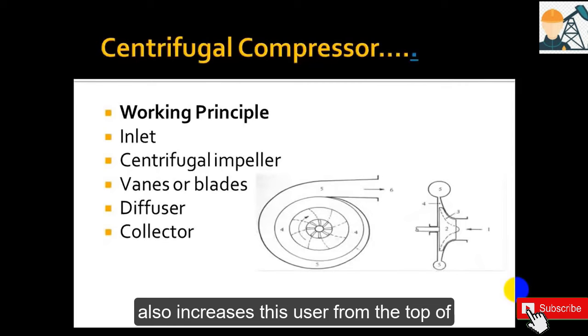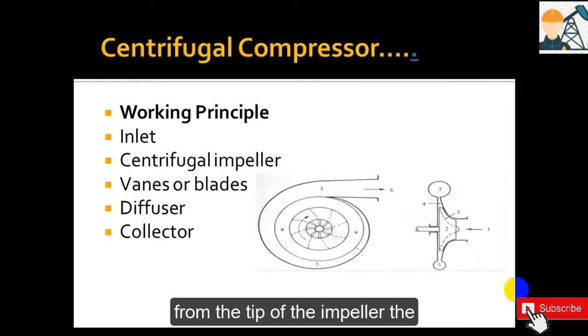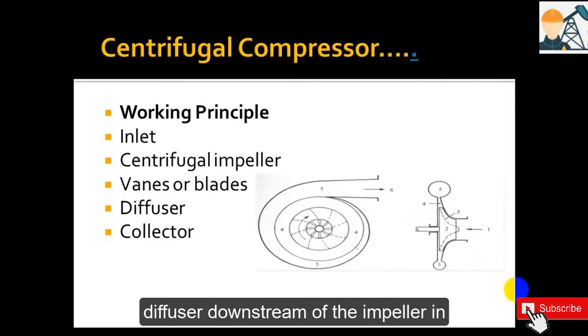Diffuser. From the tip of the impeller, the refrigerant flows into a stationary diffuser. Downstream of the impeller in the flow path, it is the diffuser's responsibility to convert the kinetic energy, having high velocity of the gas, into pressure by gradually slowing or diffusing the gas velocity.